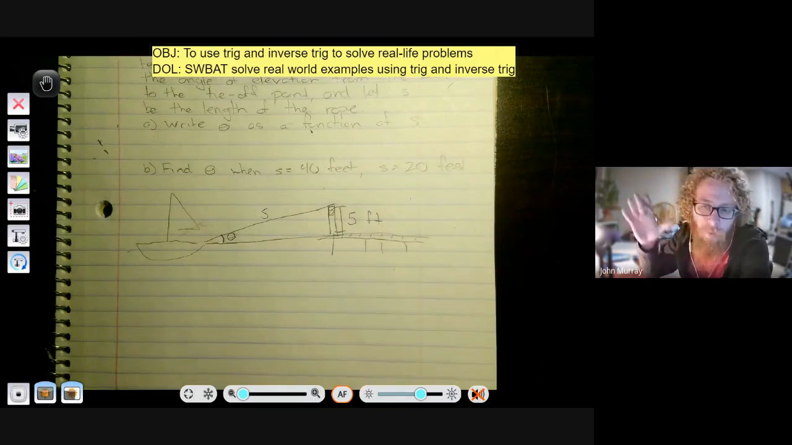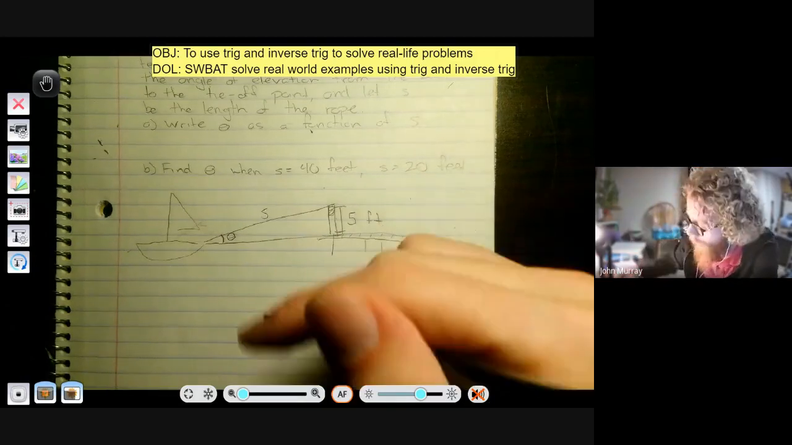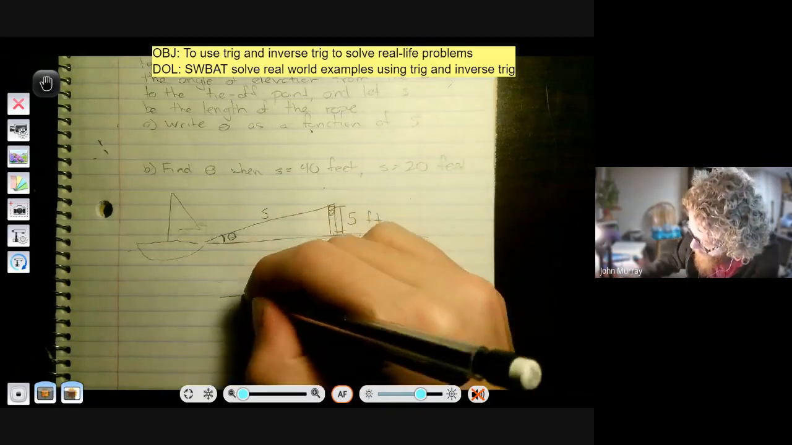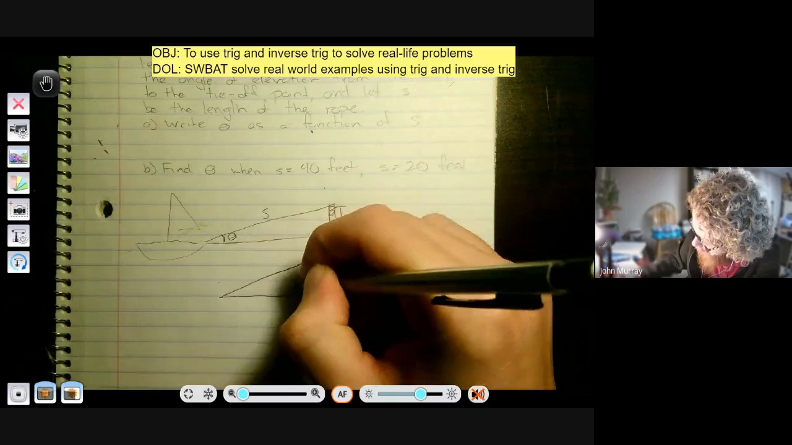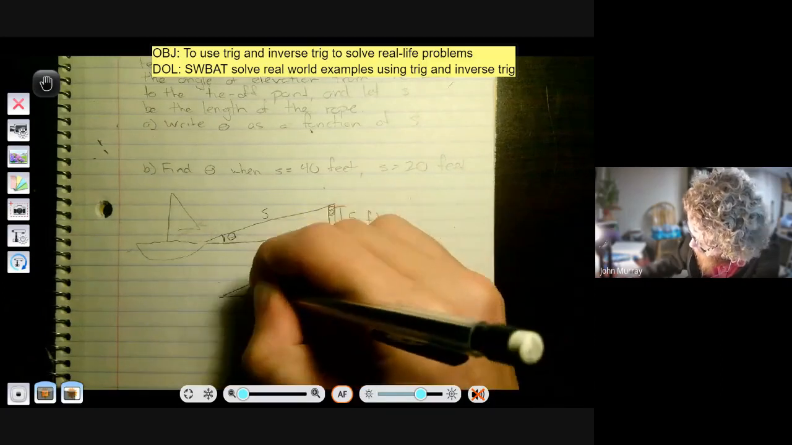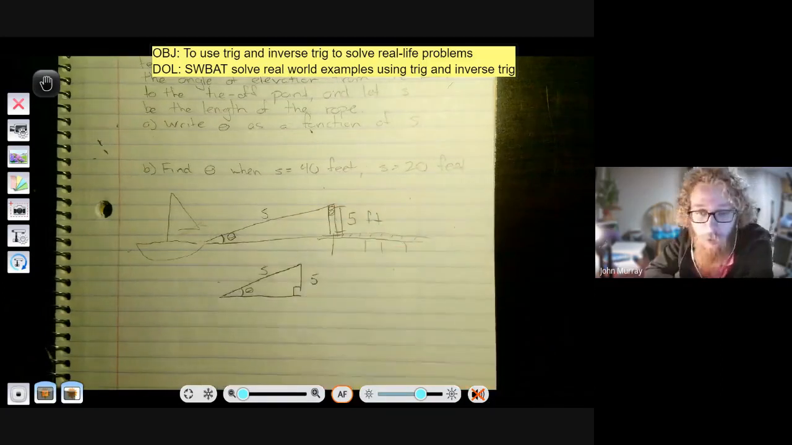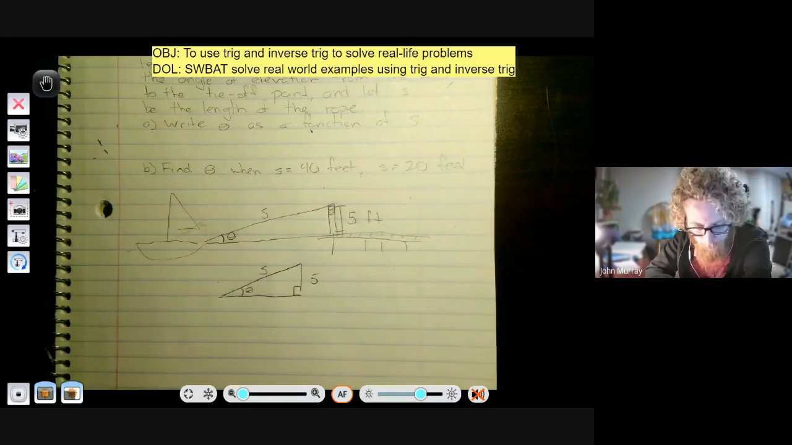All right, so we have the basic part set up. We have our triangle. Now, if you wanted to be a little less fancy and just look at a triangle, that would be the same triangle, just without the illustrations. Okay, so the first part, they want us to write theta as a function of S.